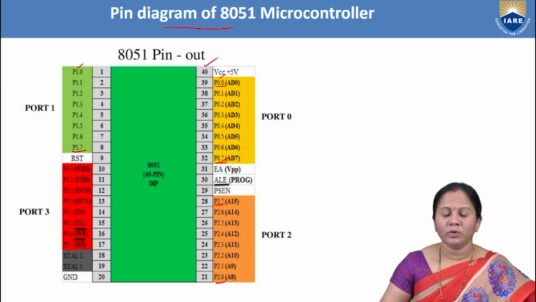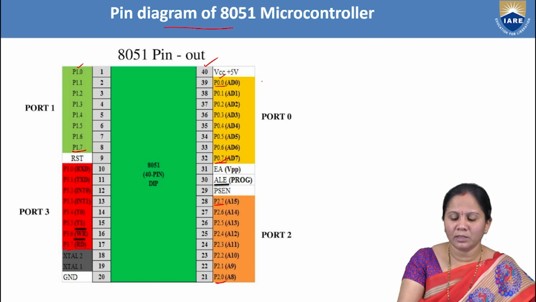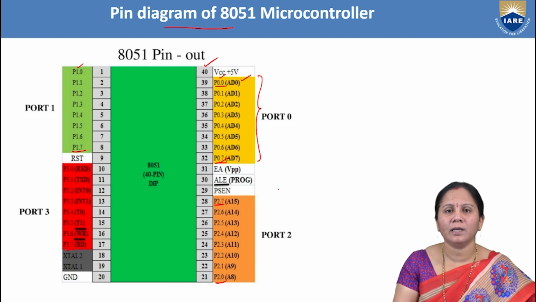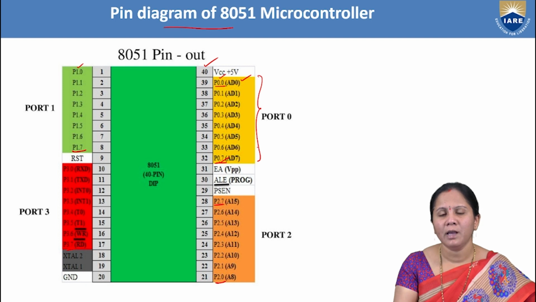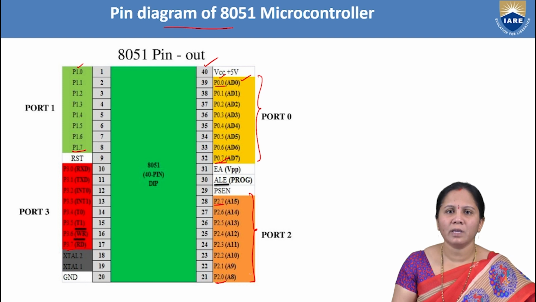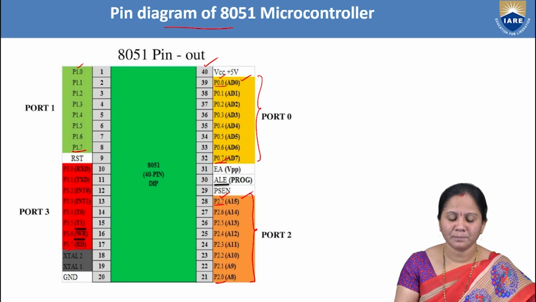Each port will have dual functions, so 2 functions can be performed by a single pin. If you see here, these are the port 0 pins. In one case they act as port pins, and in another case they act as address data lines. So 2 functions are there, port pins as well as address data lines. Port 2 also has 2 functions. In one case they act as port pins, and in another case they act as simple address lines.